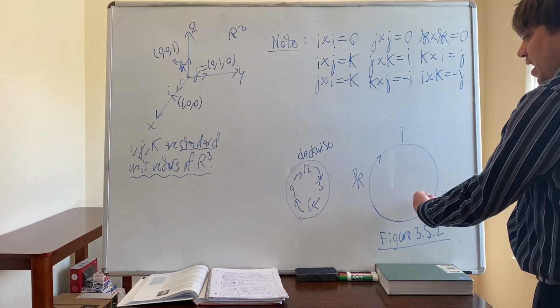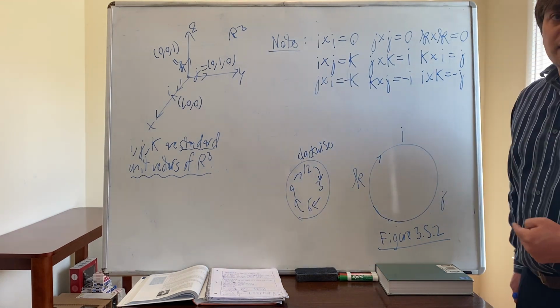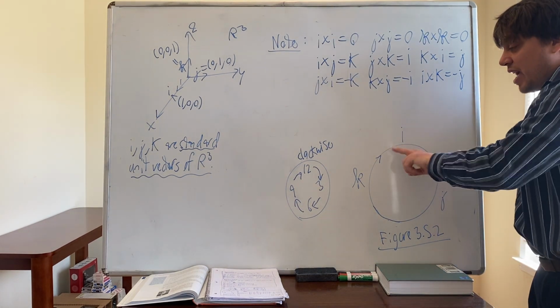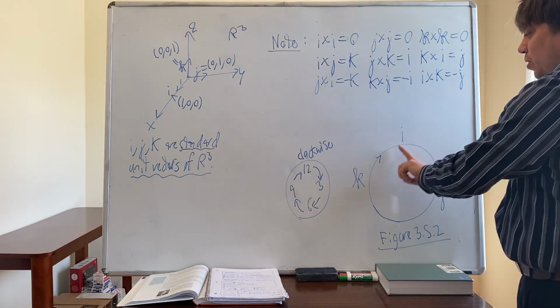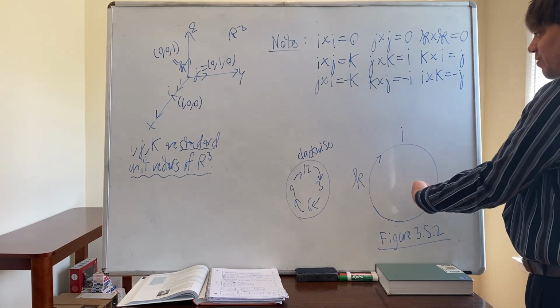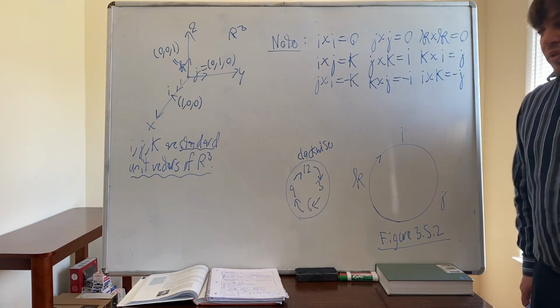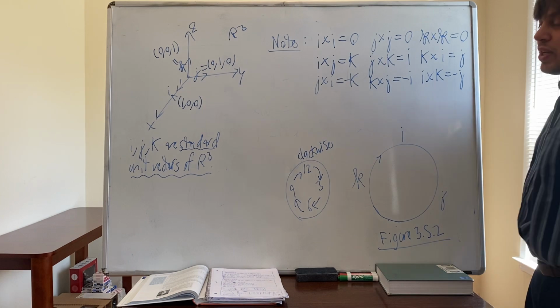So K cross J counterclockwise is negative I. And if you start at I and you go counterclockwise, the next vector you get to is k on the circle, and so I cross k is the negative of the next vector, which is negative j. So I cross k is negative j.